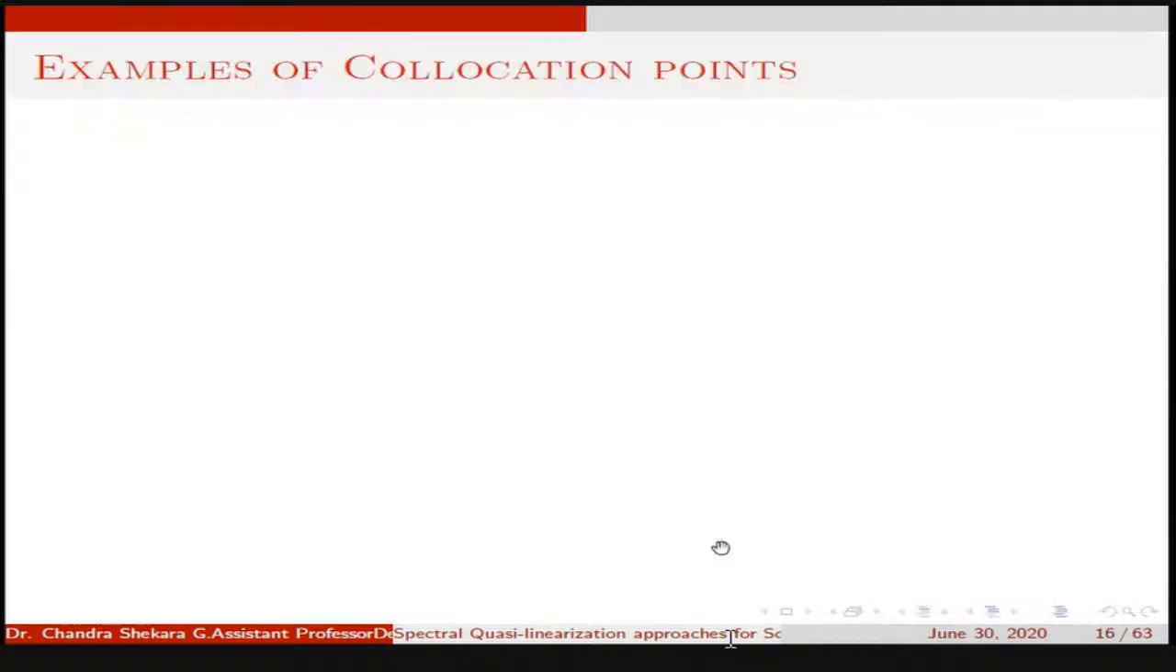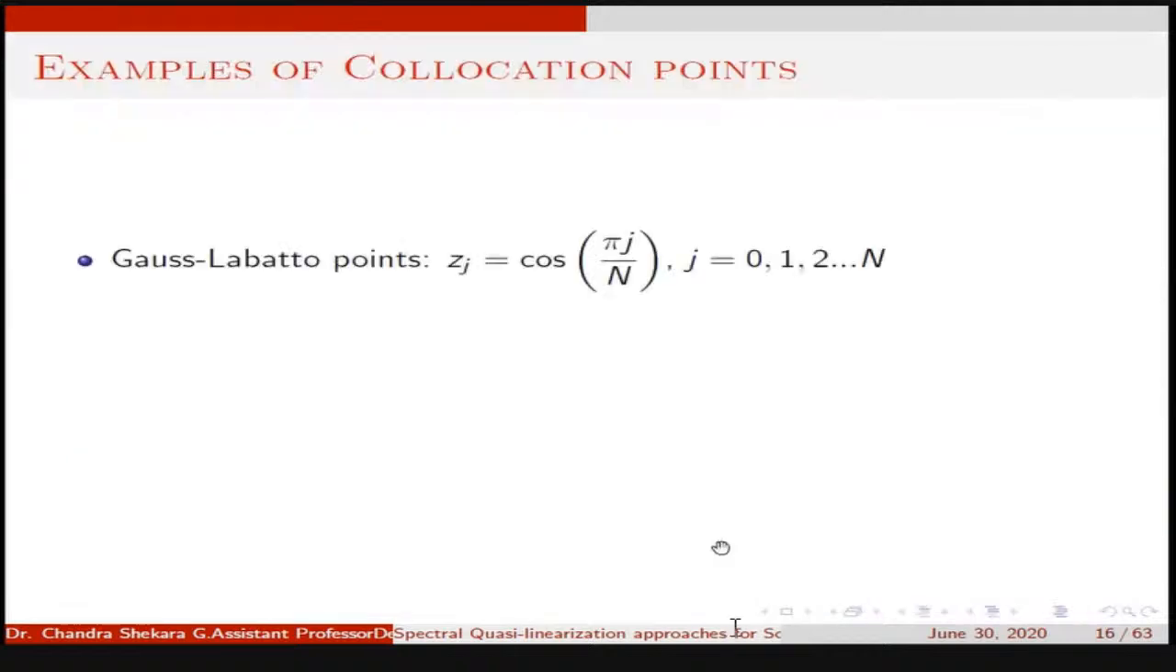These are examples of different types of collocation points, as already mentioned. So cos(pi j / n) gives the Gauss-Lobatto points. For j equal to 0, this is cos 0, which is plus 1, and for j equal to n, this is cos pi, which is minus 1. Therefore, this is a bounded interval, minus 1 to plus 1.